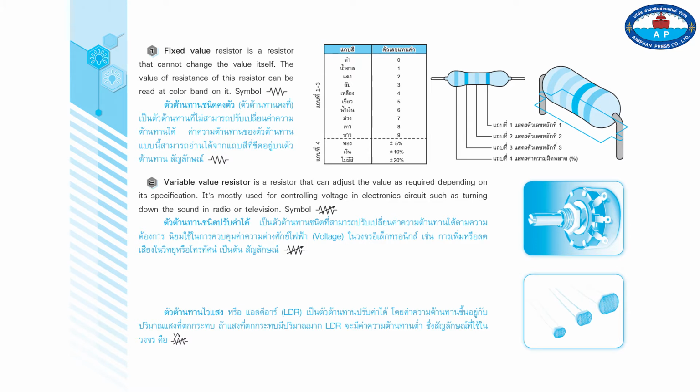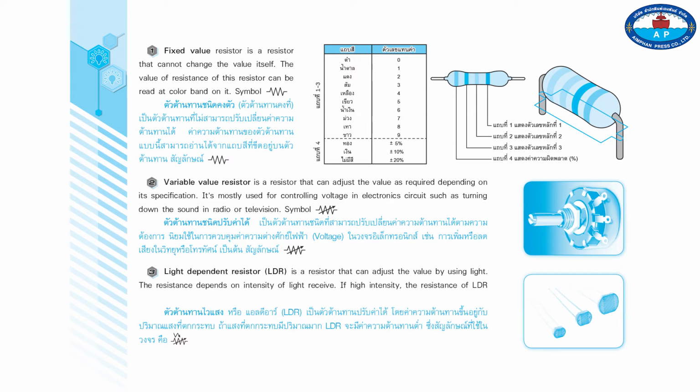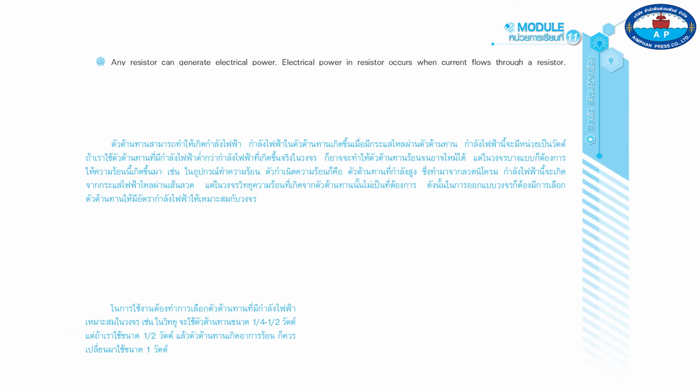Symbol. 3. Light-dependent resistor, LDR, is a resistor that can adjust its value by using light. The resistance depends on the intensity of light received. If high intensity, the resistance of the LDR becomes low. Symbol.